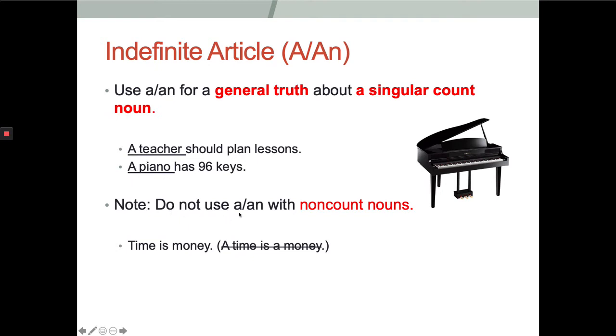And we do not use a or an with non-count nouns. So what are those? The non-count nouns are like water, rice, words that don't have an S, that aren't plural. For example, time is money. I wouldn't say a time is a money because time and money are non-count nouns that are not pluralized.